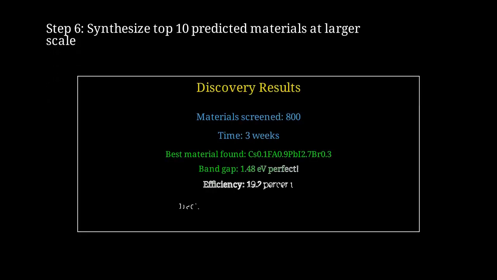The results are impressive. We screened 800 materials in 3 weeks. The best material found was cesium 0.1, formamidinium 0.9, lead iodide 2.7, bromide 0.3, with a band gap of 1.48 electron volts and efficiency of 19.2%. Traditional approaches would have taken 3 years.